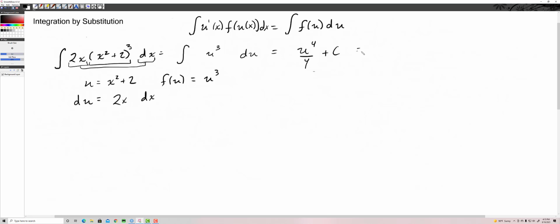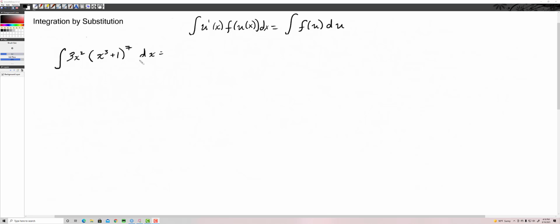But what do we have to do? We have to turn it back into our original indeterminate. So we have to plug back in x squared plus 2 into u. And this is our answer.